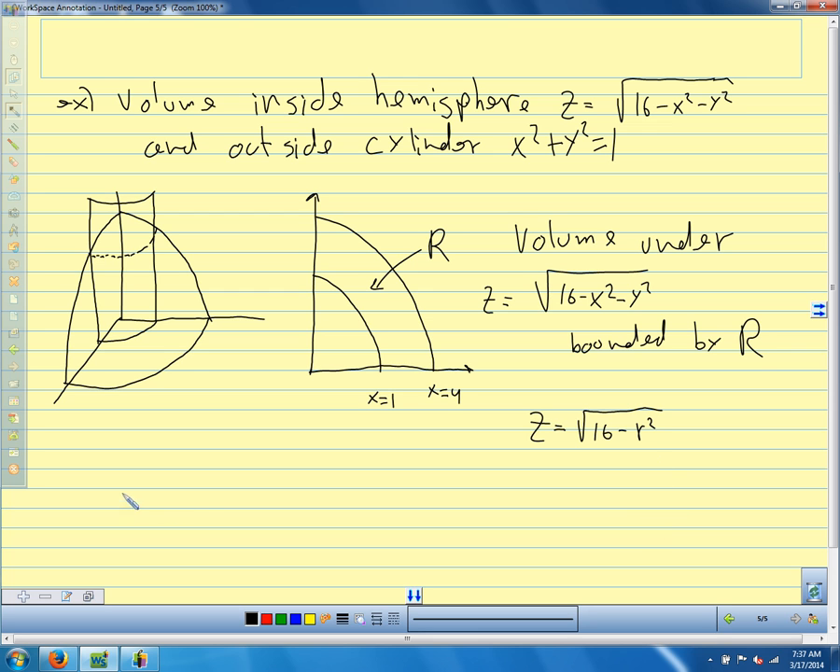So my volume is going to be the integral. I'm just going to do one quarter of this region and multiply by 4, because the region goes all the way around. So the volume is going to be 4 times the integral where theta is varying from 0 to pi over 2, r is varying from 1 to 4, of the square root of 16 minus r squared, r dr d theta.